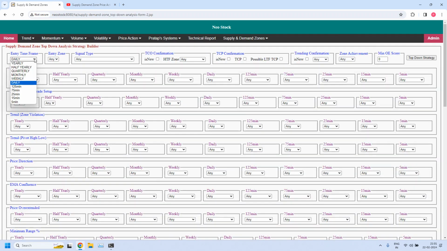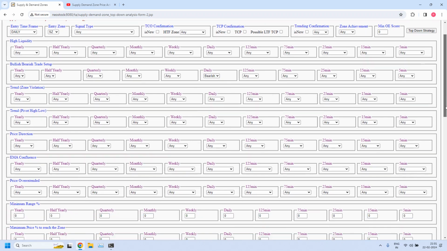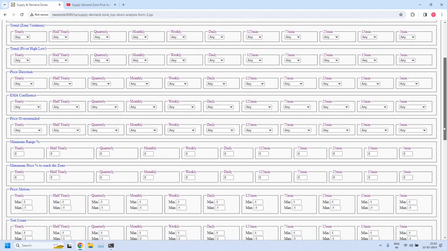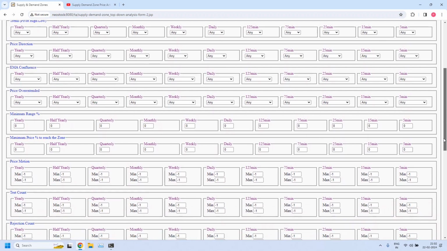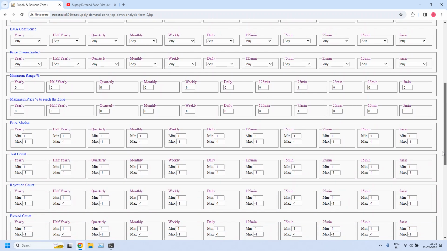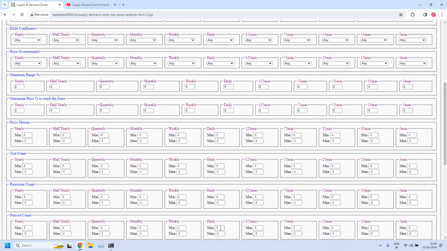So the entry time frame is daily. The entry zone should be supply zone. In the bullish or bearish trade setup on the daily time frame, the setup should be bearish. Only one parameter we will set, that is pierced count, because we don't trade pierced zones. So we set the pierced count on the daily time frame to 0, 0.